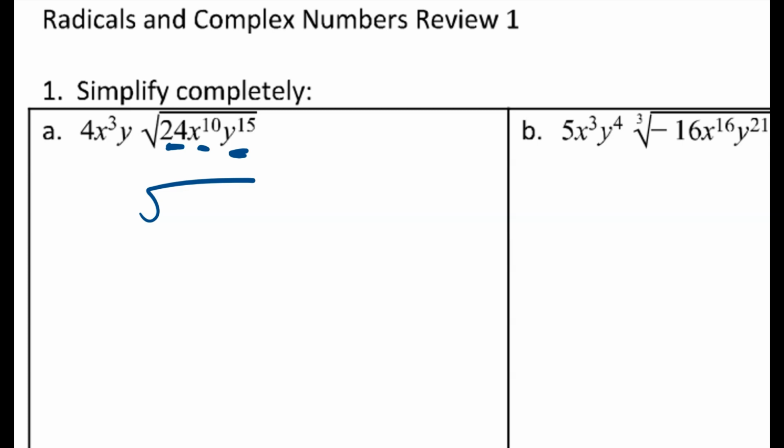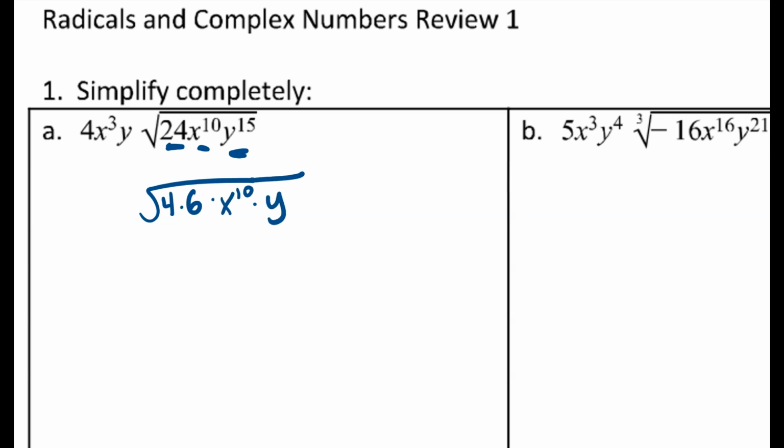I start with the 24 and I ask myself, what numbers multiply to 24 where one of them's a perfect square? Now in this case it's just 4 and 6. If there were more perfect squares that divided into 24, you could try them out in your calculator, but you always want to pick the biggest perfect square so you don't have to simplify any further.